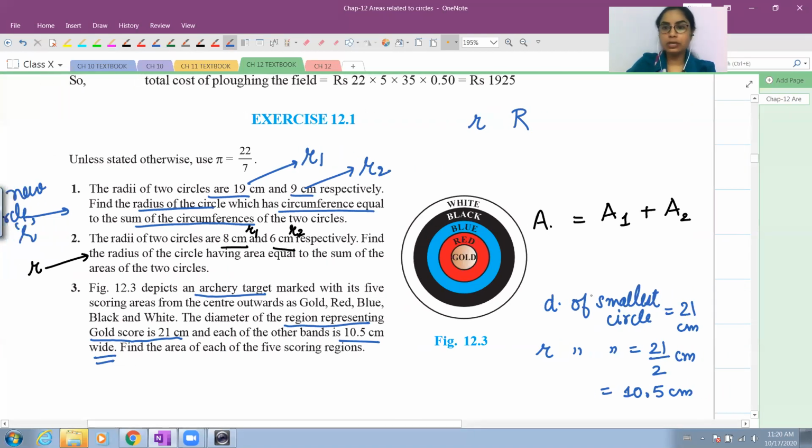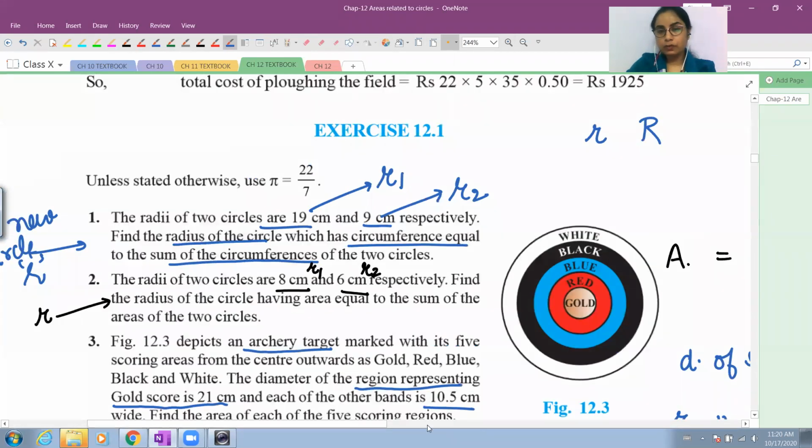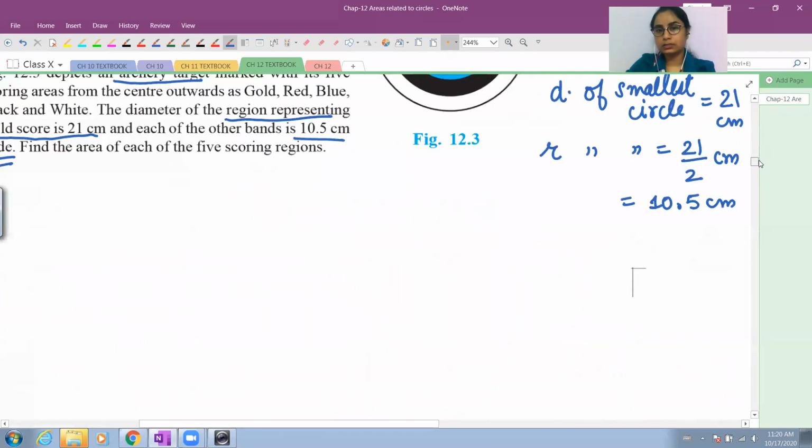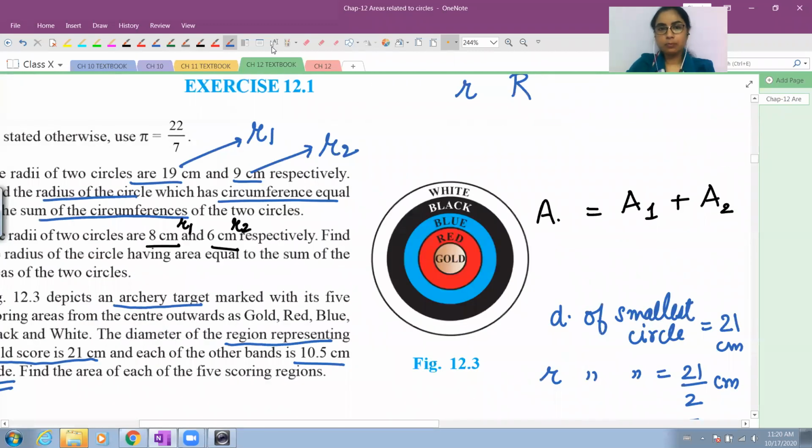This is something you need to understand very carefully. The width of the band is given. When the width of the band is given, that means the distance between the boundaries of the circles. I'm going to mark it in the last portion. This distance, this width, is 10.5. This applies to all the circles. This width is 10.5.